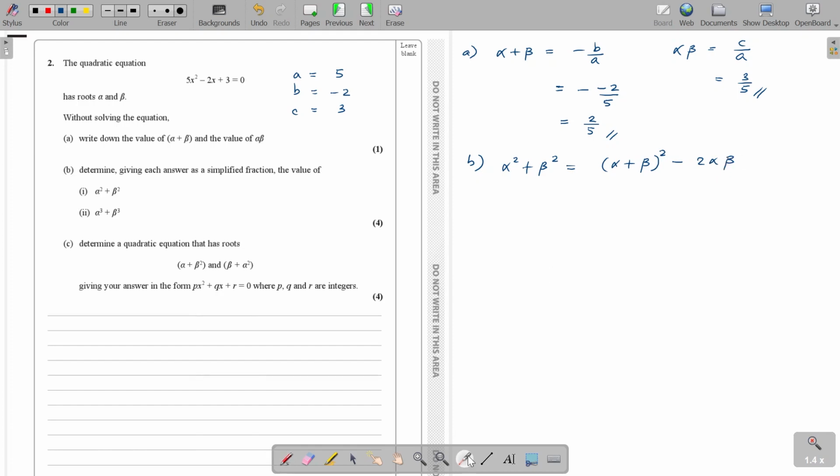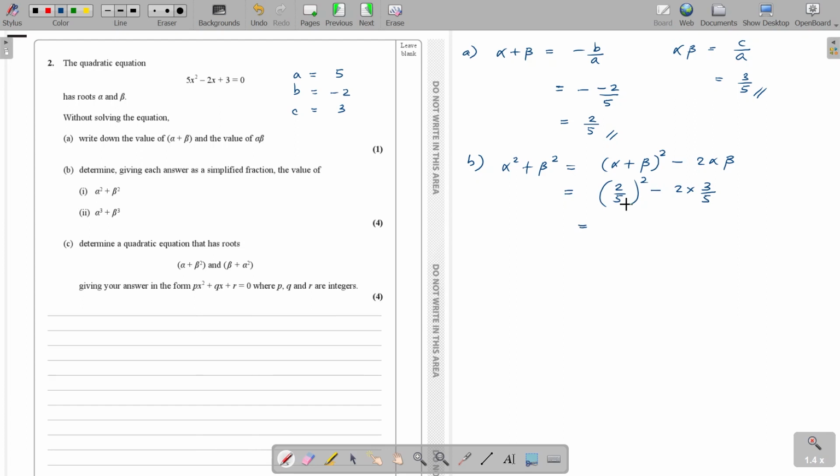If you expand alpha plus beta whole thing square, you get alpha square plus beta square plus 2 alpha beta. With the minus 2 alpha beta, those two parts cancel and you remain with alpha square plus beta square. This is a formula that you are allowed to quote and it's given in the textbook as well. So alpha plus beta value is 2 over 5 whole thing square minus 2 times alpha beta is 3 over 5. Can I know the answer for this one? How much is the answer?